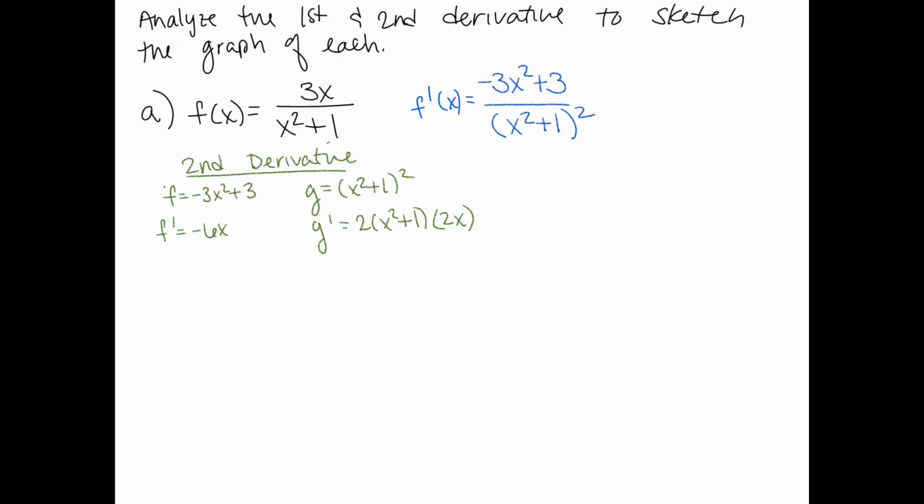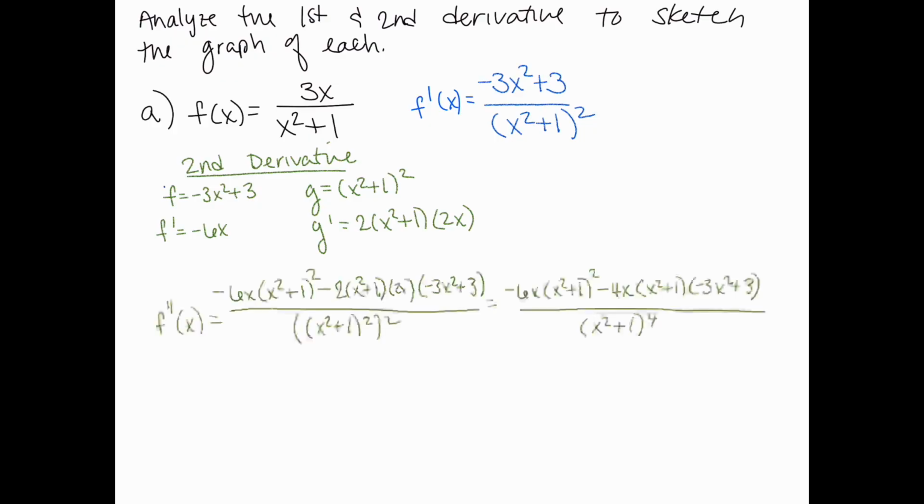I'm going to plug these things into my quotient rule. So it's a little bit messy, but I'm taking my f prime times g minus g prime times f, all over g squared. So I plugged everything into that quotient rule. And then I'm going to make some kind of attempt to simplify this. So let's see. Let's start with the numerator.